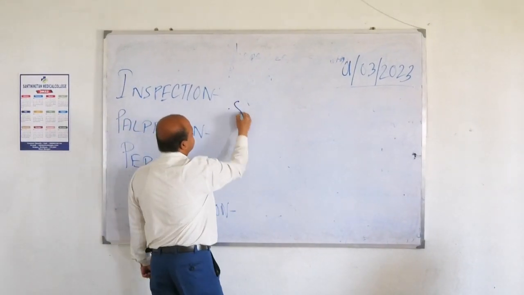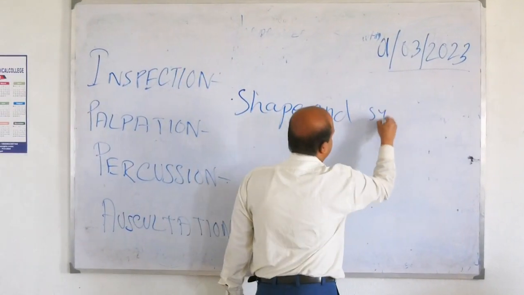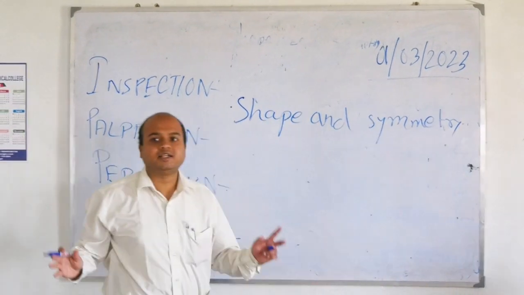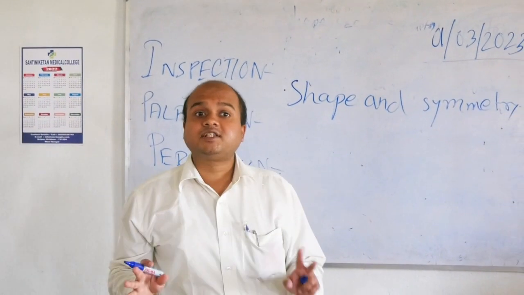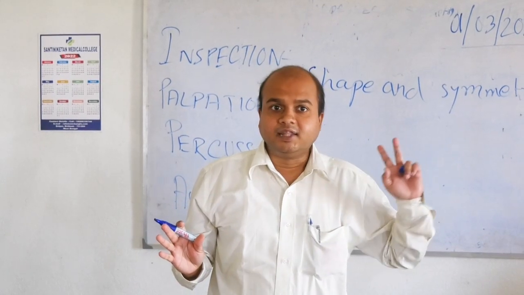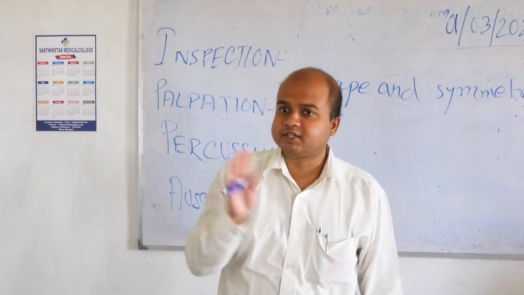In palpation, what is being done? Shape and symmetry of the chest wall. If any gross deviation is there, it will be picked up by inspection, as we said, and this will be confirmed by palpation. How we will learn? During demonstration. Shape and symmetry.